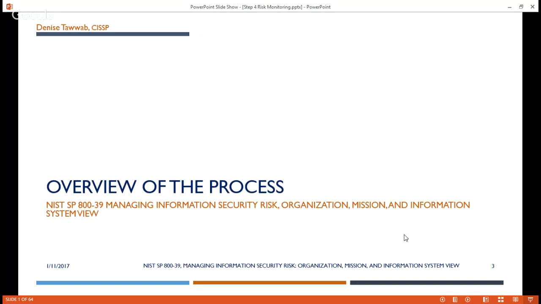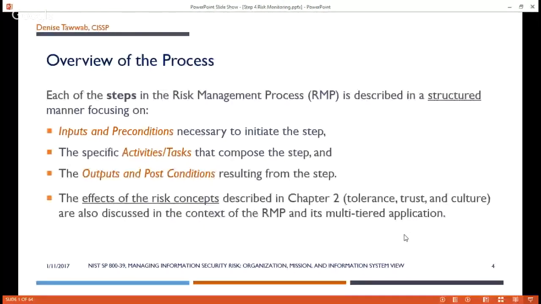Overview of the process. Each of the steps in the risk management process is described in a structured manner, focusing on the inputs and preconditions that are necessary to initiate the step, the specific tasks that compose the step, and the outputs and post conditions that result from the step. The effects of the risk concepts described in Chapter 2, Tolerance, Trust, and Culture, are also discussed in the context of the risk management process and its multi-tiered approach.